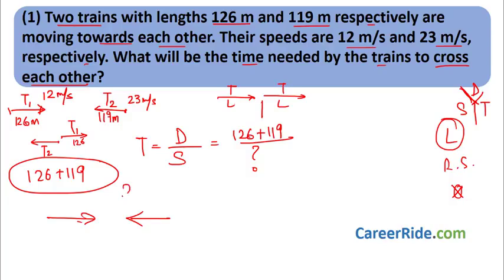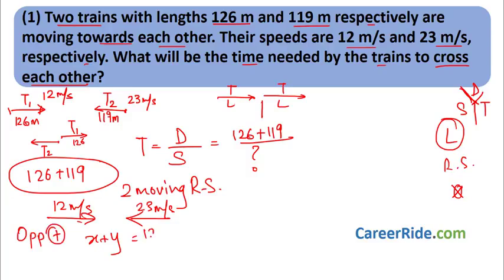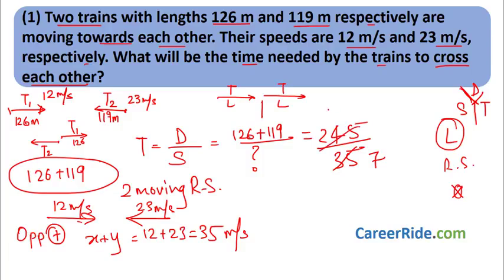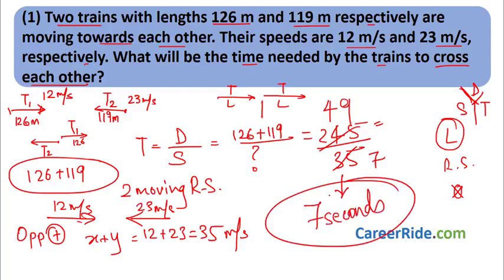What have we learned when there are two moving objects? We consider relative speed. So, this is 12 meters per second and this is 23 meters per second. What will be the relative speed? X plus y, that we have seen. Opposite, add. So, 12 plus 23 equal to 35 meters per second. So, 245 divided by 35. Let's see, 7. 5 4s are 20, 45, 49, that would be equal to 7 seconds. So the trains cross each other in just 7 seconds.